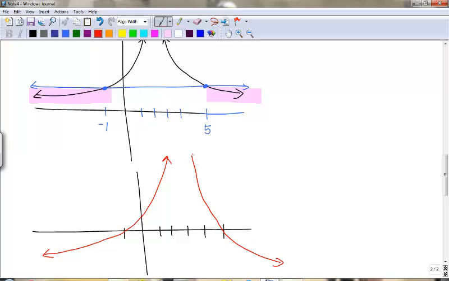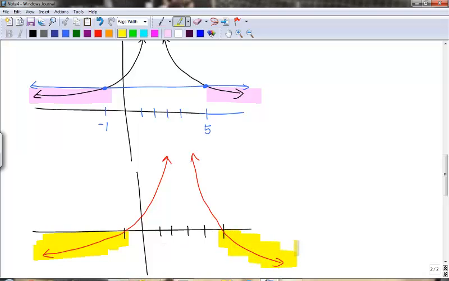Now you're not saying where does it cross the line y equals 1, you're saying where is it below the x-axis. But it's still below the x-axis from -infinity to -1. Union that with 5 to +infinity. So you get the same answer. The graph just looks a little bit different.